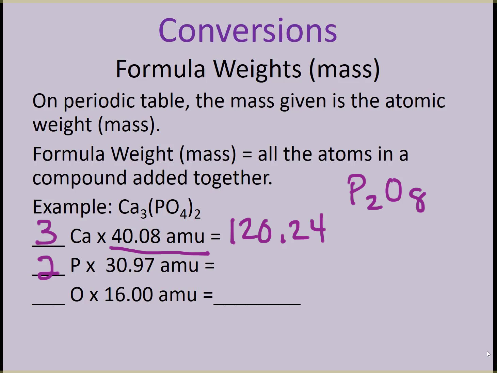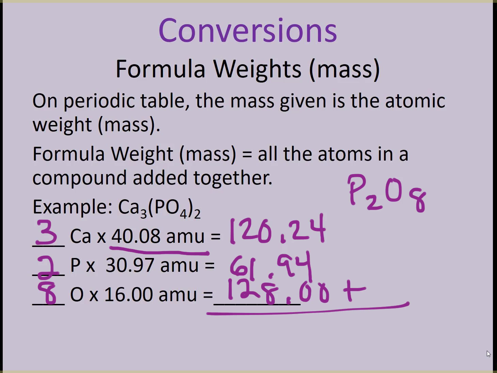So that would be 61.94 is the total. And my oxygens, I would have 8 because 4 times 2 is 8. And 8 times 16 would give me 128. So to find the formula weight or the formula mass, I just add all those up, and I'm going to get 310.2 atomic mass units would be my unit, or you could use grams.